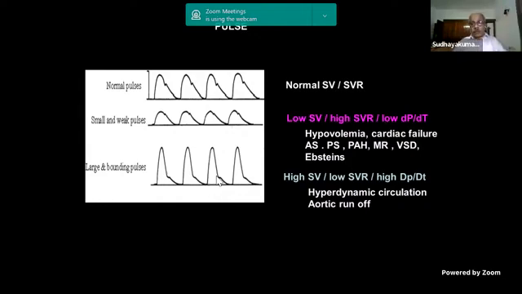Large bounding pulses are the reverse of that: high stroke volume, any high output state, low SVR when there is a peripheral vasodilatation, and when the dP by dt is more than normal, then you can have a high volume pulse. As such it may not, but in hyperdynamic circulations, it may be important. Or when you give dobutamine, the pulse becomes stronger, but the stroke volume may not be increasing to that extent. When you give dobutamine, you find that the pulse volume becomes very strong, but the cardiac output may not be increasing that much.